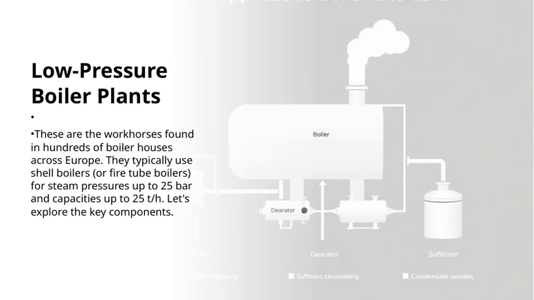Today, we're looking at low-pressure boiler plants, which are essentially the workhorses of many boiler houses across Europe. These systems are known for their reliability and widespread use. They typically utilize shell boilers, also called fire tube boilers, which are well suited for steam pressures up to 25 bar and capacities reaching up to 25 tons per hour. These specifications make them ideal for a range of industrial and heating applications. Now, as we move forward, let's delve into the key components that make these boilers function efficiently and safely. Understanding these parts will give us a clearer picture of how low-pressure boiler plants operate within the larger energy system.